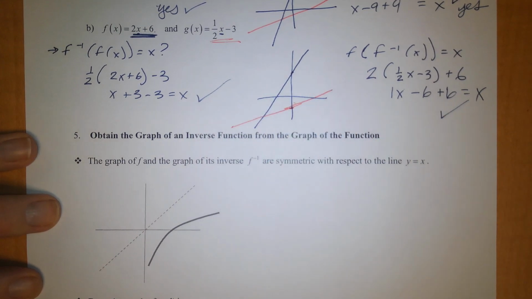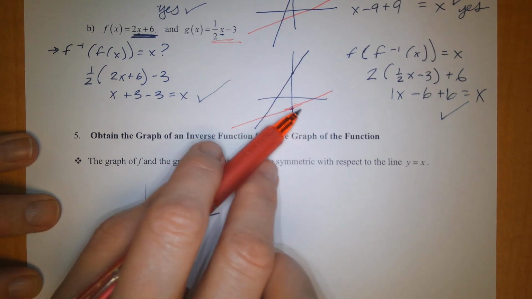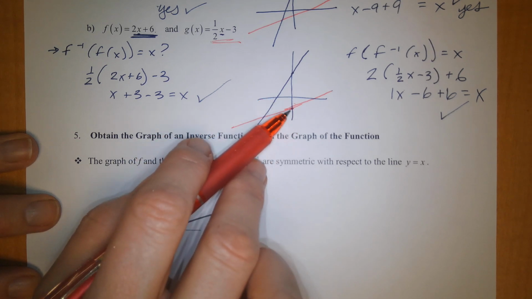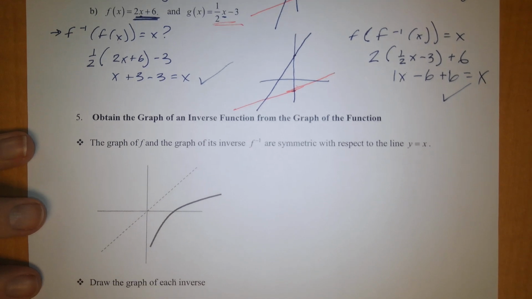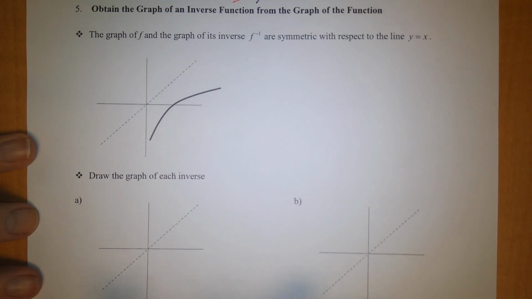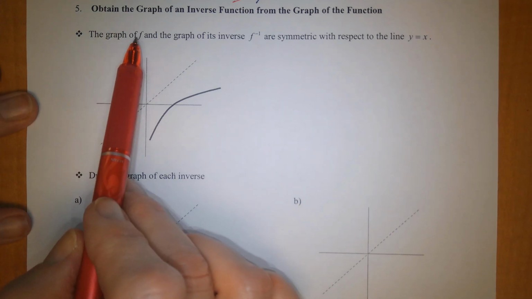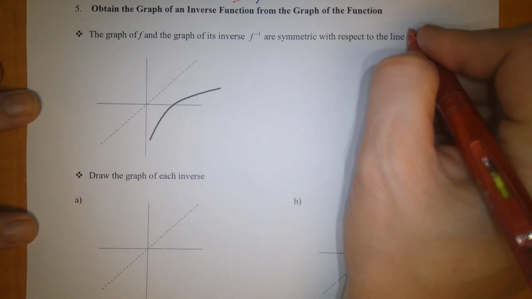It would look like that. So again, I'll come back to this graph in a minute to show you how I can prove that those are inverses of each other looking at the graph instead of looking at the algebraic method. So to obtain the graph of an inverse and the graph of a function, the graph of f and its inverse are symmetric with respect to this line.